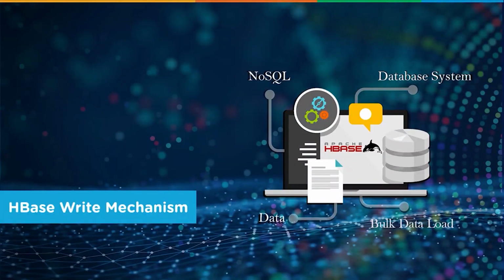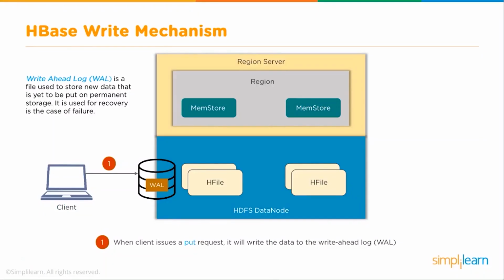And when we look a little closer at the write mechanism in HBase, we have the write ahead log, or WAL, as you abbreviate it. A way to remember: WAL is write ahead log. It's a file used to store new data that is yet to be put on permanent storage. It is used for recovery in the case of failure. So you can see here where the client comes in and it literally puts the new data coming in into this kind of temporary storage, the WAL.